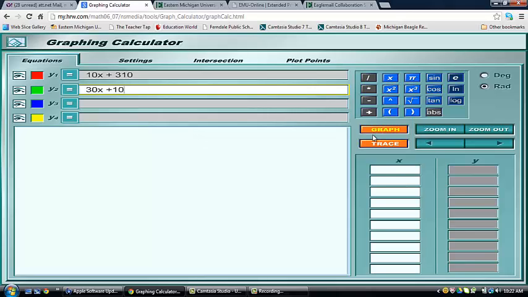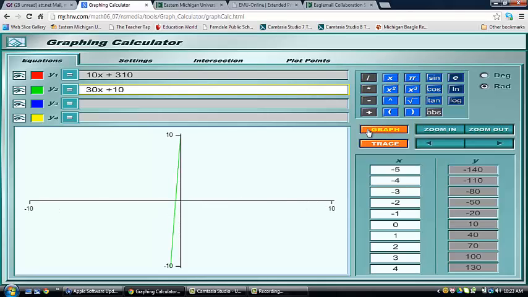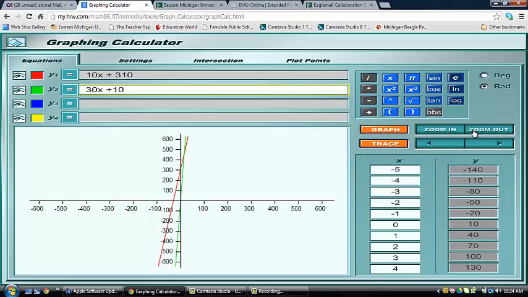With linear equations, there's a point where these two lines are going to cross. So I hit graph, and you notice there's only one line, the green line. I put in two equations. Well, what you need to do is zoom out on the graph, and you notice that the segments on the graph are getting larger, and now you can see the red line as well. You notice that the green line and red line are starting to come close to each other. And you notice that they cross.